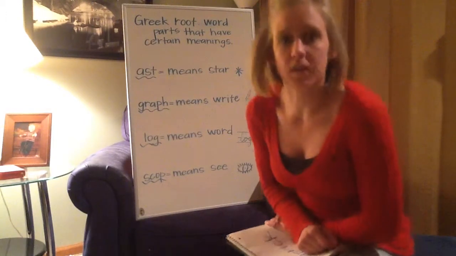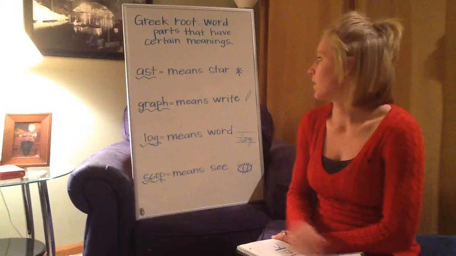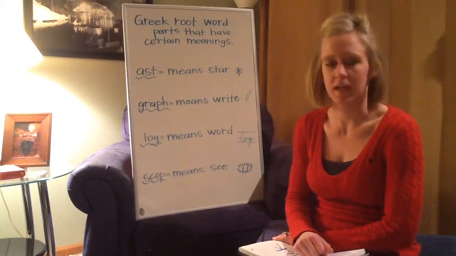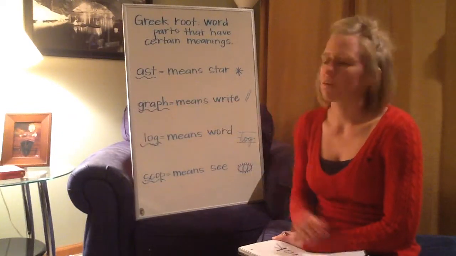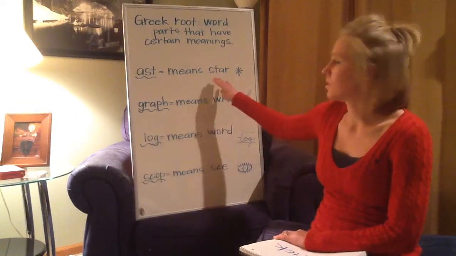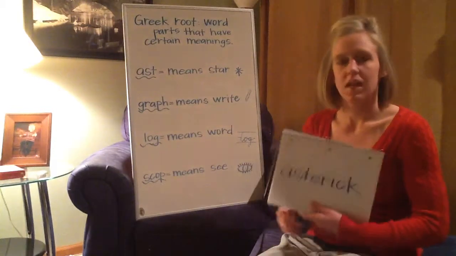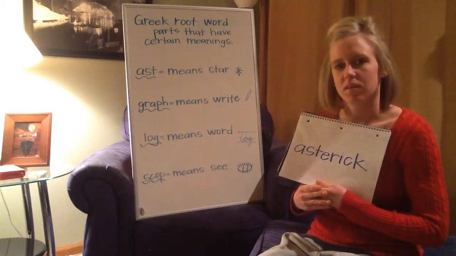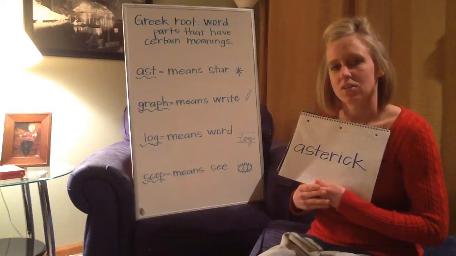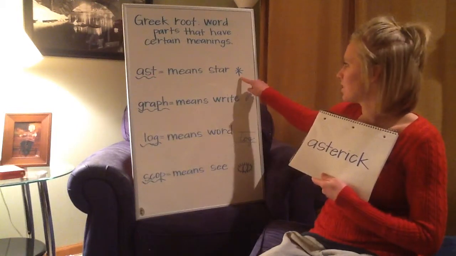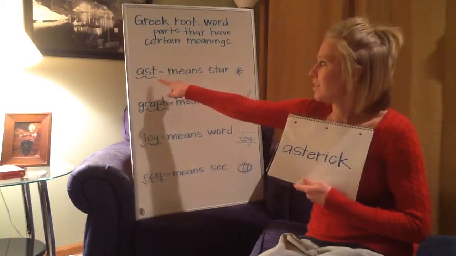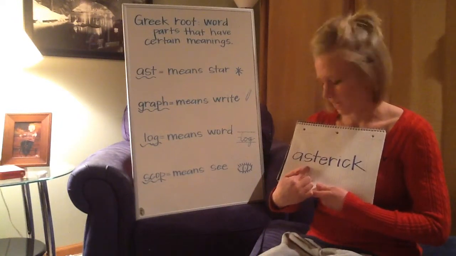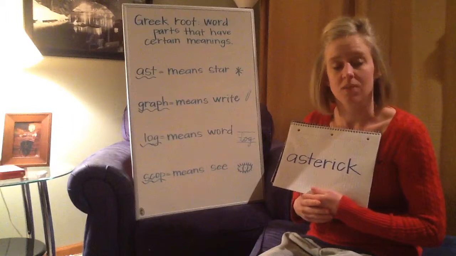So the four different Greek roots that we are going to discuss this week are ast, graph, log, and scop. Okay? The Greek root ast means star. So for example, if I have the word asterisk, then that's going to have to do with a star. An asterisk is actually a star-shaped symbol, which this is an example of. So this AST, if I'm looking at the word, I know this has to do something with a star. Okay, so an asterisk is a star-shaped symbol.